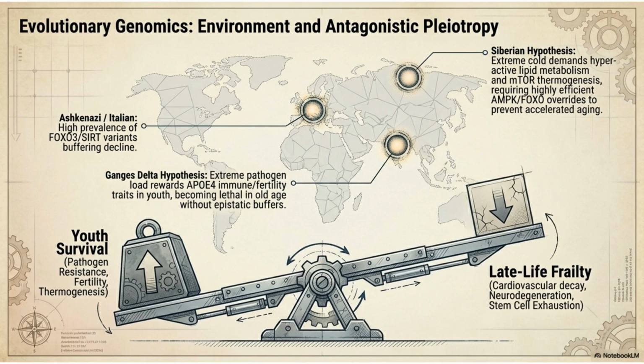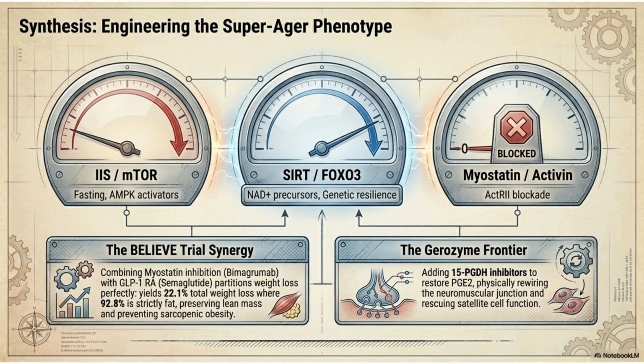Hypotheses like the Siberian and Ganges Delta suggest trade-offs between youth survival traits, such as fertility and pathogen resistance, and late-life frailty. To engineer the SuperAger phenotype, we must dial down IIS/mTOR, hyperactivate SIRT/FOXO3, and block myostatin/activin. The BELIEVE trial synergy demonstrates effective weight loss while preserving lean mass.